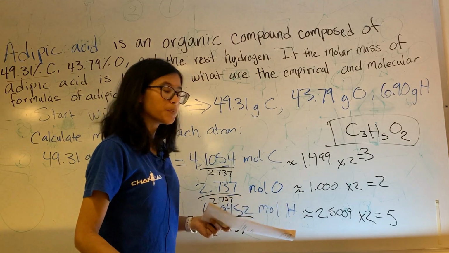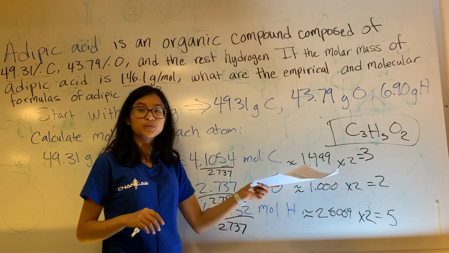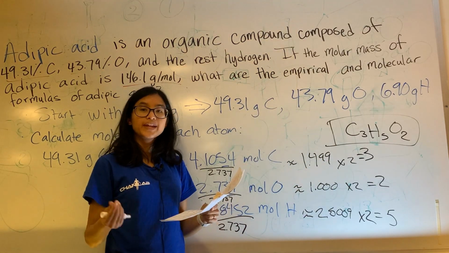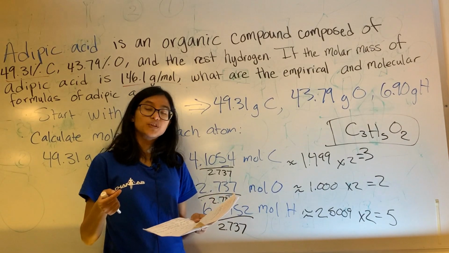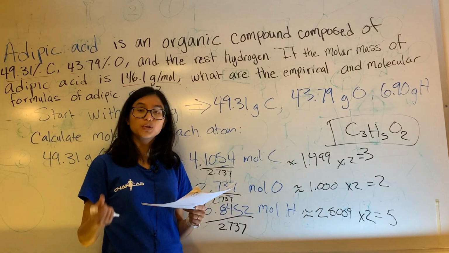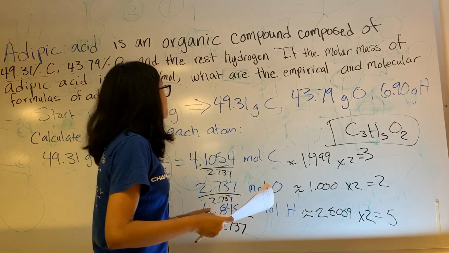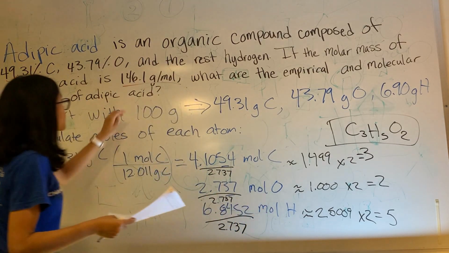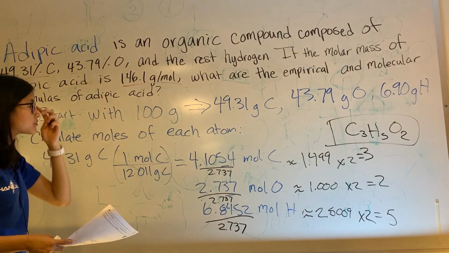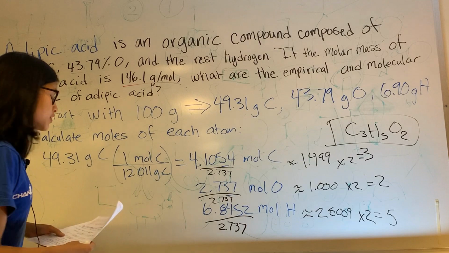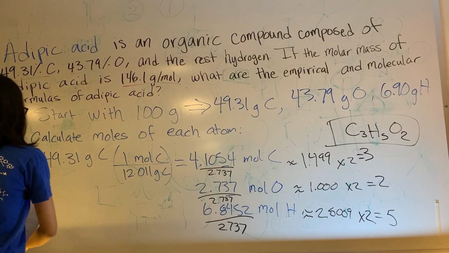So the empirical formula is the lowest whole number ratio relationship between these atoms. But for the molecular formula, in order to find that, you're going to need a little bit more information. In this case, it's going to be the molar mass of the compound. So that was given to us here. So we know that we have 146.1 grams per mole. So using that, we can determine what the molecular formula is.